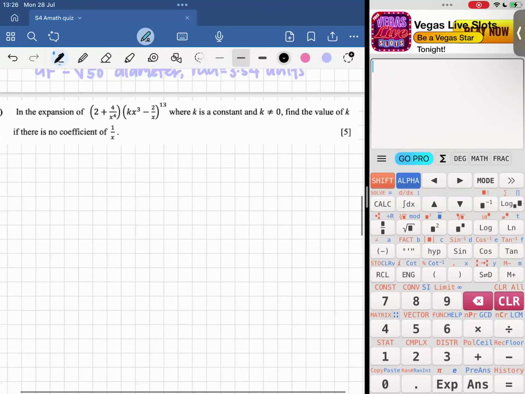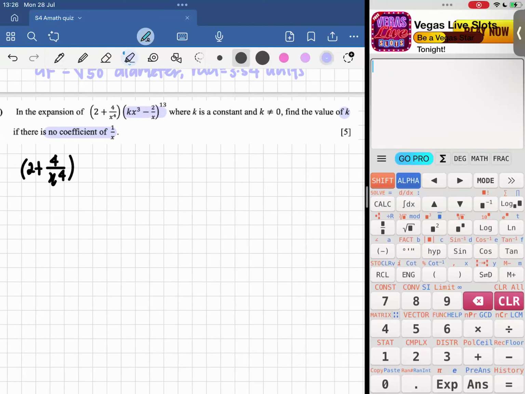Okay, let's look at binomial part i. In the expansion of that guy here, k is a constant. k is never equal to 0. Find the value of k. So when they say this, guys, constant doesn't mean it must be anything special. It can be a fraction as well. So there's no coefficient of 1/x. So what I want you all to understand is this is (2 + 4/x)⁴. There's nothing you can do here, right? But this guy over here, you can actually binomial expand it, right? So when you binomial expand it, you want coefficient of 1/x.